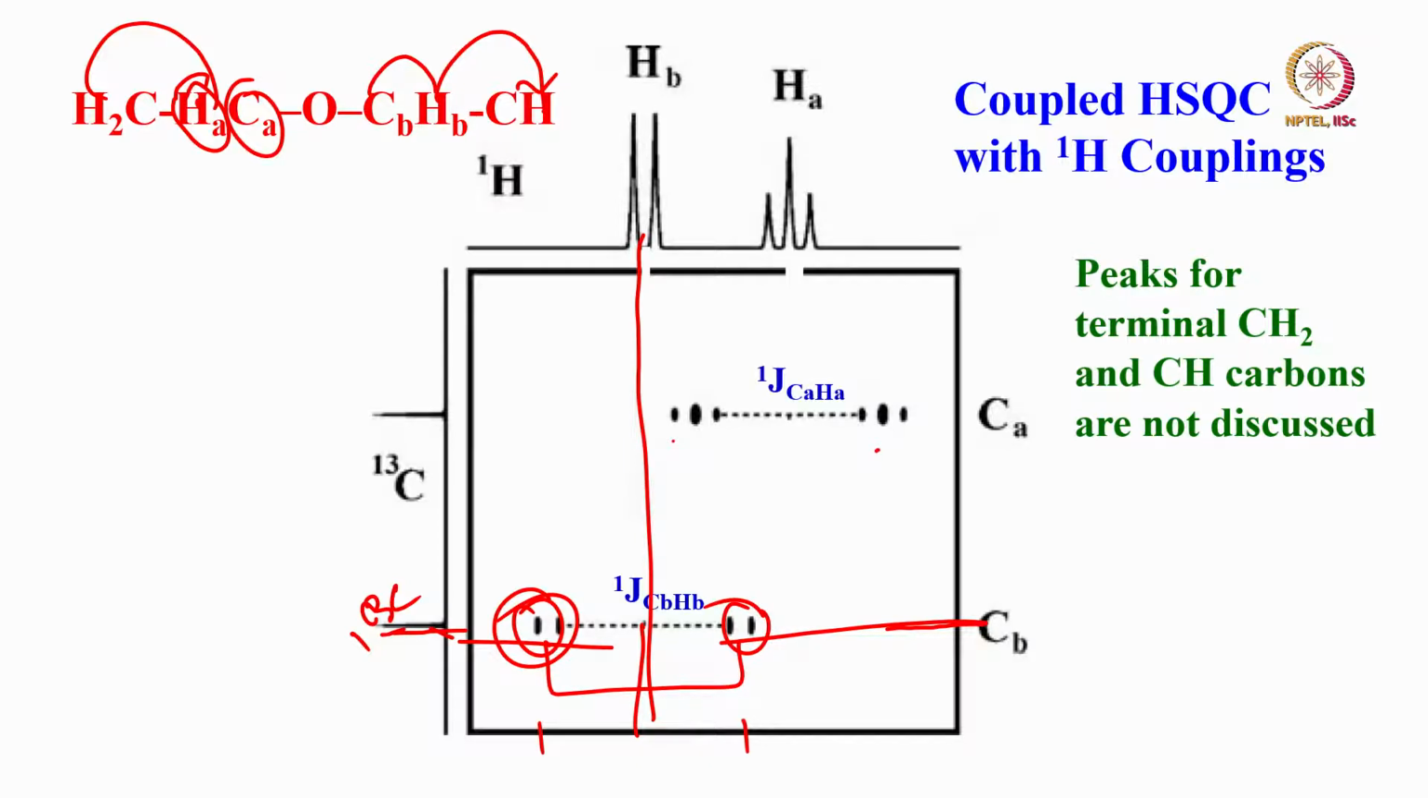Okay. This is because of 1 bond JCA HA, and this separation corresponds to, not 1 bond, it is actually 2 bond HA H2. Similarly here also 1 bond JCB HB, and 2 bond HB CH here. This is a 2 bond coupling.